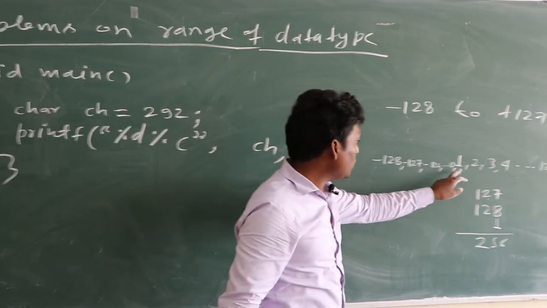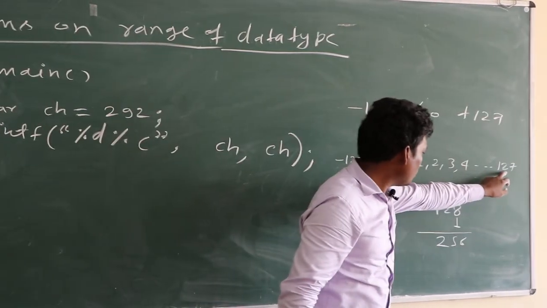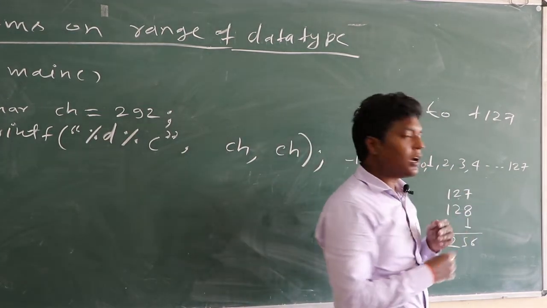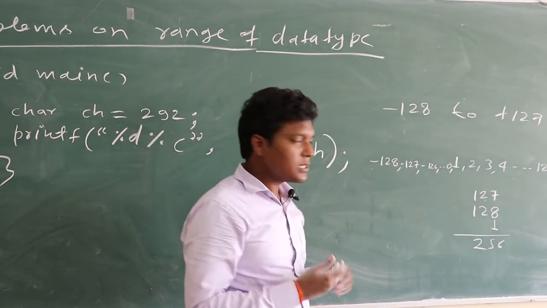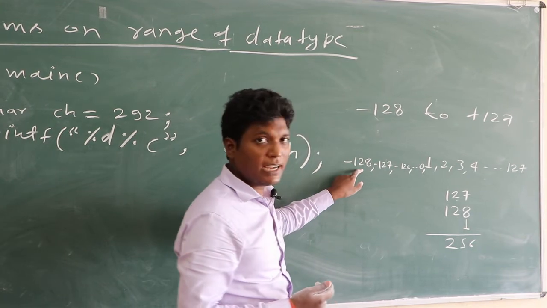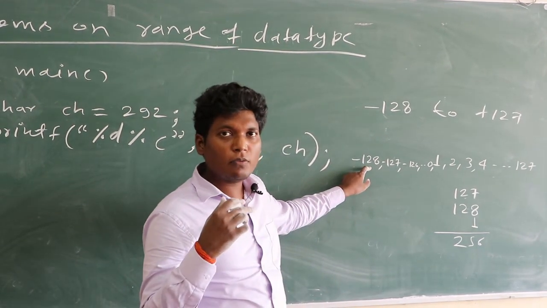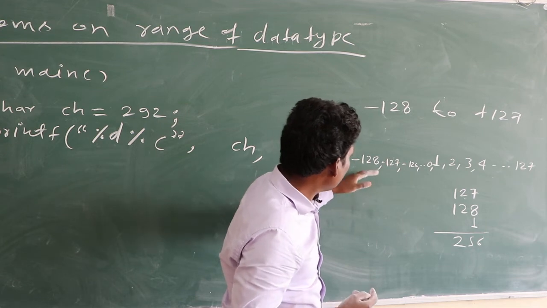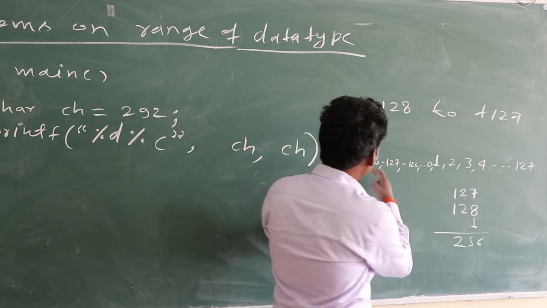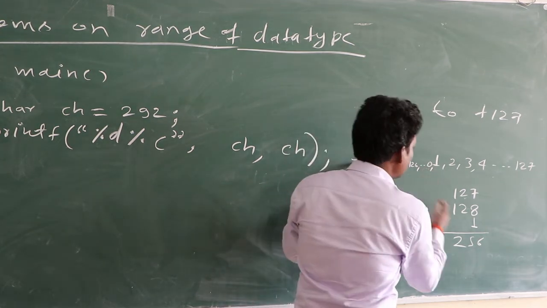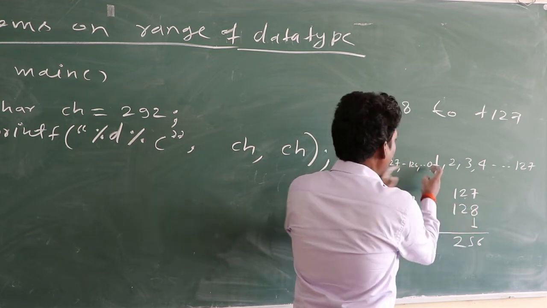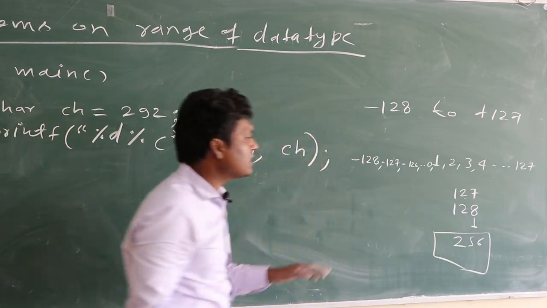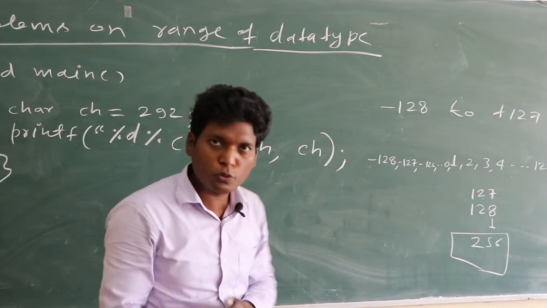256. When you start from 1, go up to 127. When you attempt to go after 127 plus, then it will be -128. When you increment one more, then it will be -127. So in this way, we go from -128 to -1, that is 128, and 0, that is 1. The total is 256. 256 is still less than 292.